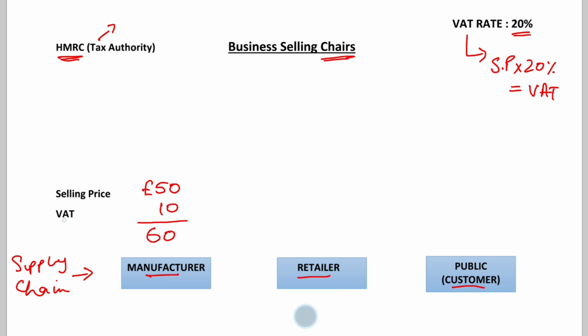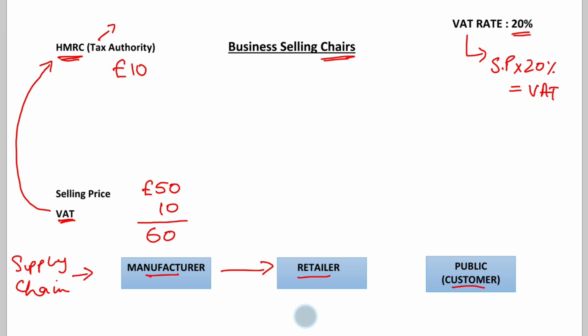Because the manufacturer added value, so it had to charge VAT. Now that £10 does not belong to the manufacturer, that's VAT. So it needs to be paid to HMRC. The manufacturer in its VAT return will be paying that £10 over to the tax authority. It's a liability for the manufacturer. It does not keep it. Okay, so now the manufacturer has given the product further on in the supply chain to the retailer.